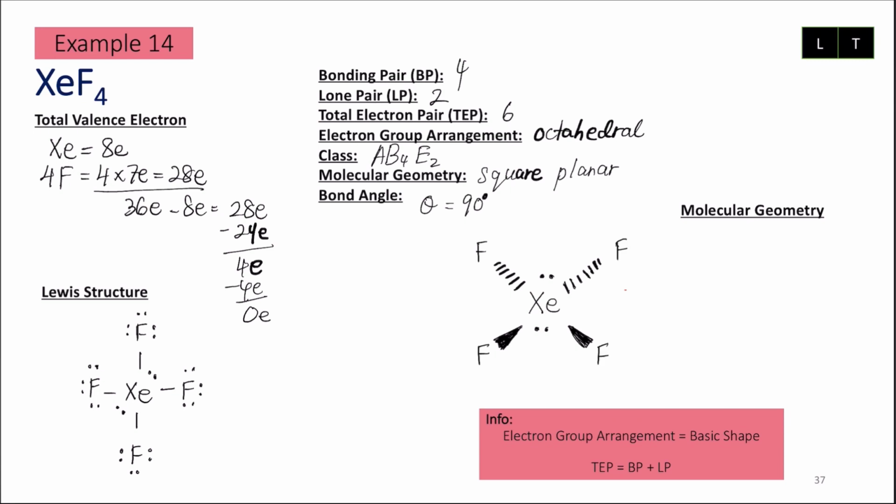And the next one, I'm going to put the lone pairs around each fluorine. So this is the structure when you put the lone pairs around the fluorine atom. And last but not least, the bond angle from here to here is 90 degree. So this is the molecular geometry for XeF4.